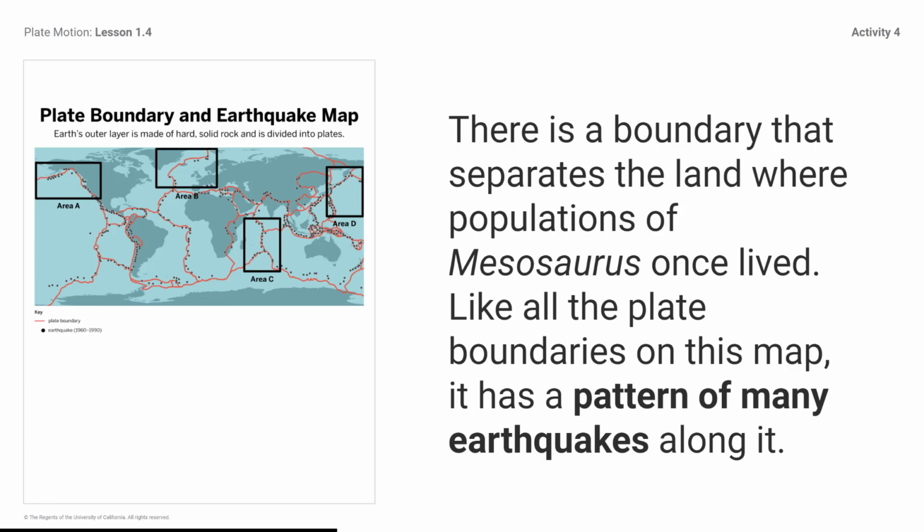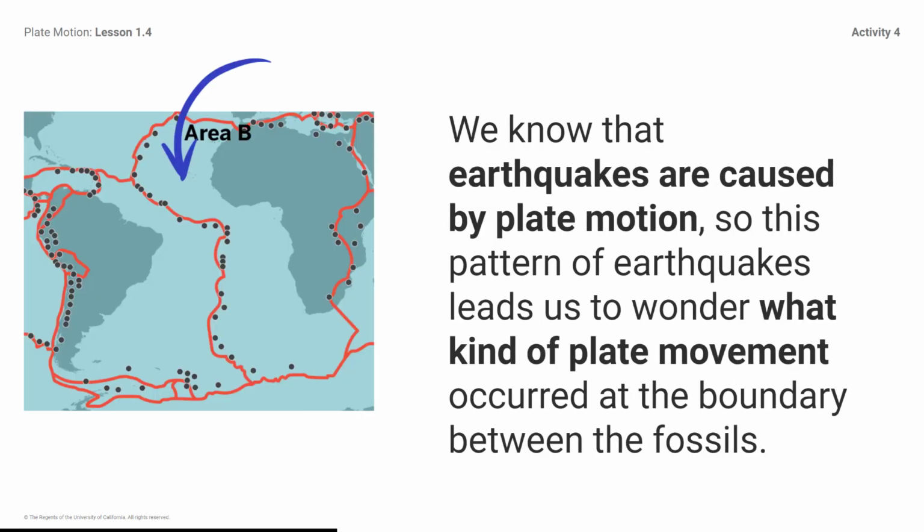Students, notice the area between the South American plate and the African plate, and the pattern of earthquakes on the plate boundary and earthquake map. We know that earthquakes are caused by plate motion, so this pattern of earthquakes leads us to wonder what kind of plate movement occurred at the boundary between the fossils. Could plate motion explain why these fossil specimens are now roughly 4,000 kilometers apart?